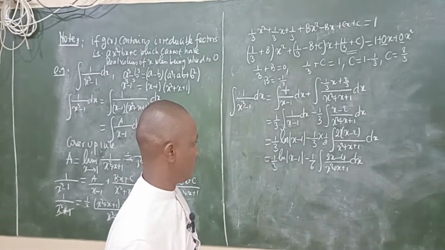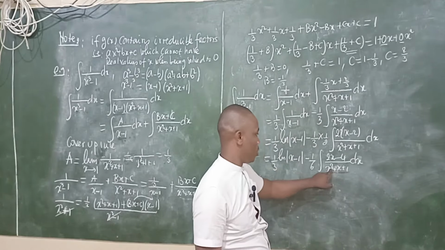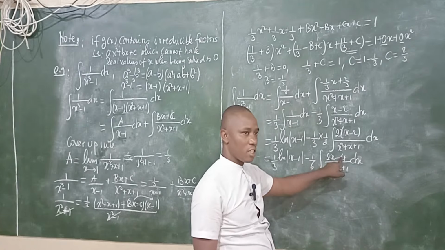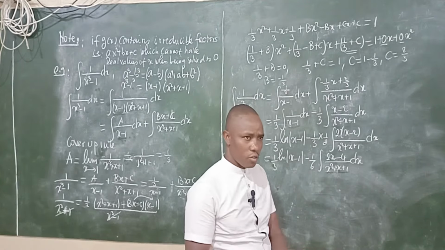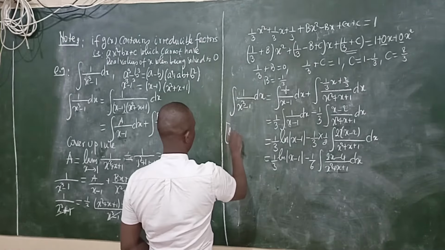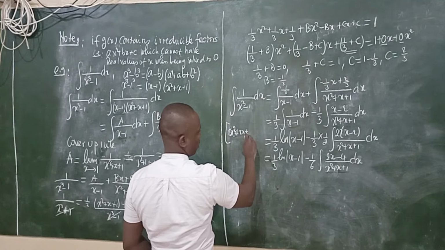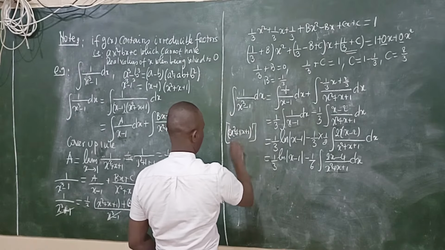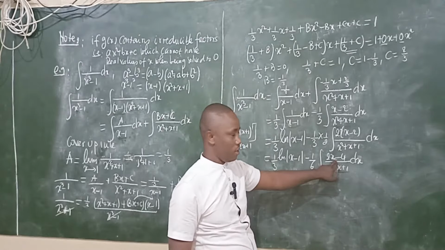What is this? The integral here, so the derivative of this denominator will be 2x plus 1. But here is 2x minus 4. What we are going to do is to add and subtract 5 in order to stay with 2x, so the derivative of x squared plus x plus 1 is 2x plus 1. We need to make 2x plus 1 here.